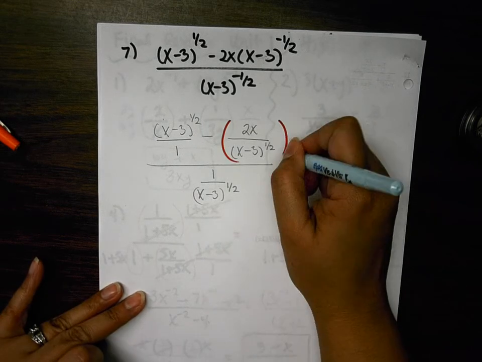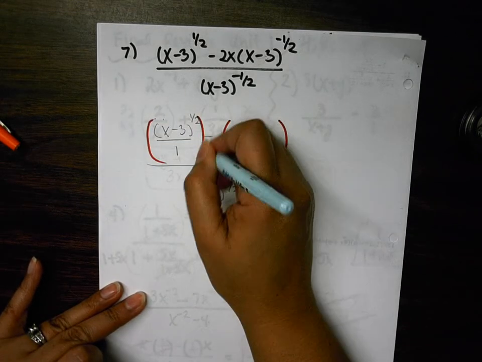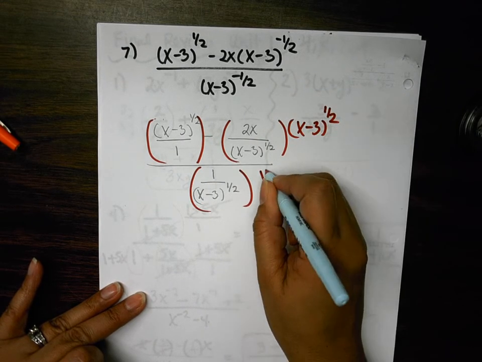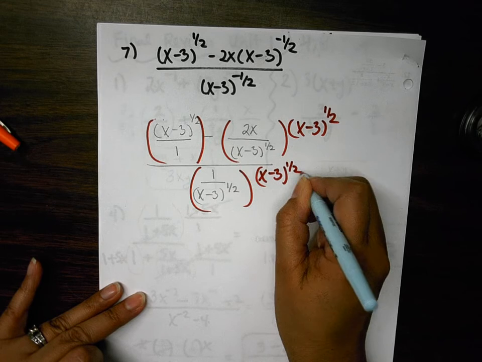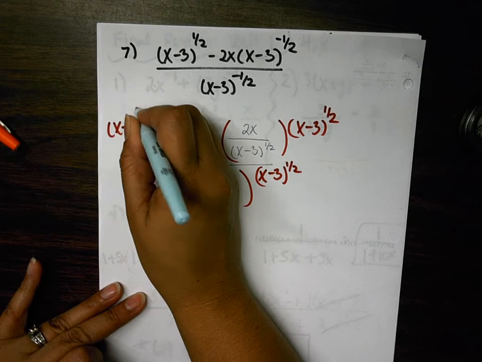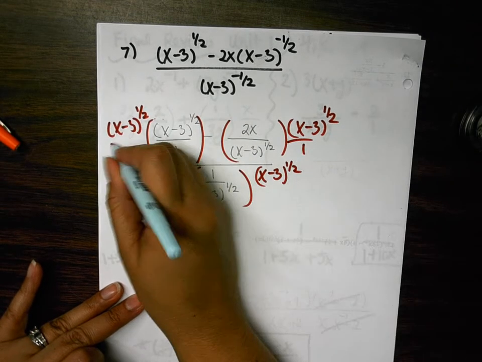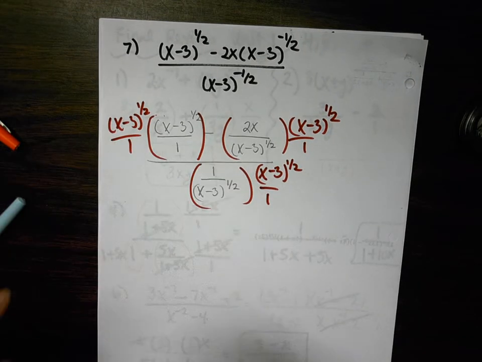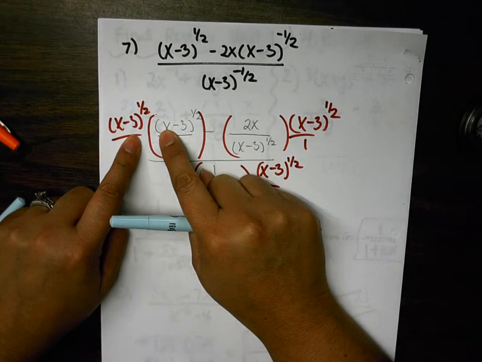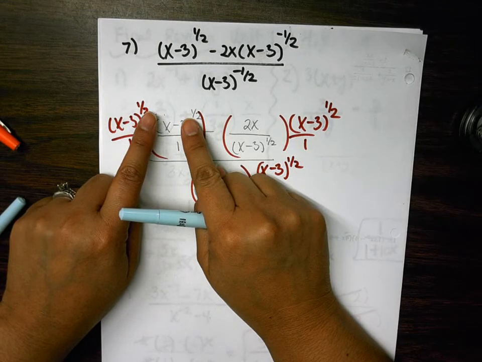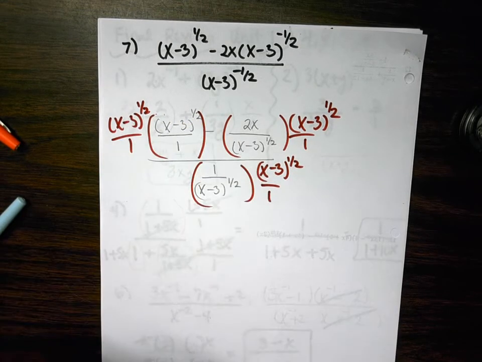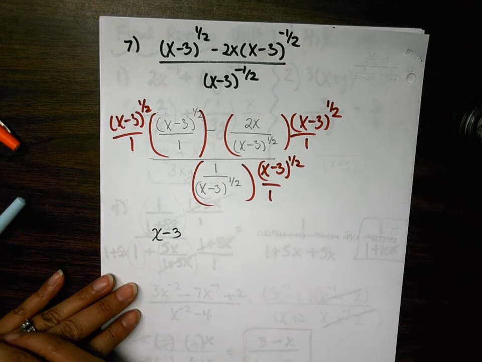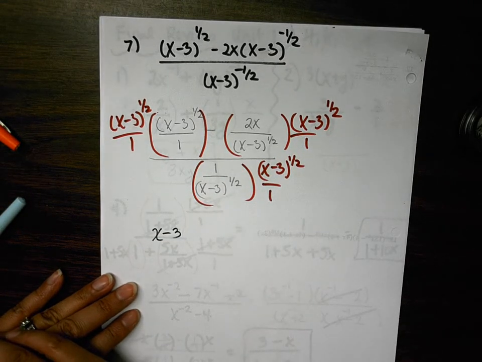Can you guys see that this is a complex fraction? What am I going to multiply everything by to clear it? X minus 3 to the 1/2. Okay, let's see what happens. First one here, they're the same base, and because they're the same base, what do we do with the exponents when we're multiplying like bases? Add them. What's 1/2 plus 1/2? So it's just x minus 3.